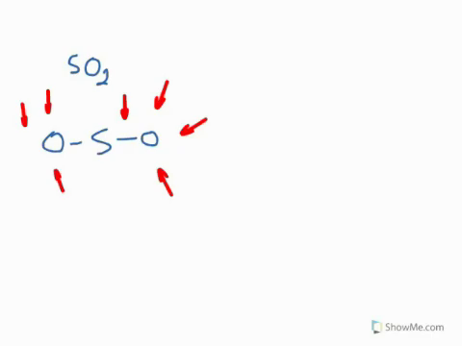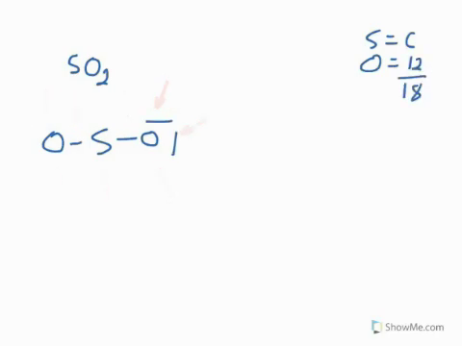Now sulfur has 6 and oxygen has 6, that's 12, total 18 electrons. So 2, 4, 6, 8, 10, 12, 14, 2, 4, 6, 8, 10, 12, 14, 16, 17, 18 electrons. That should do it. So right away I run into problems. -1 charge here, -1 formal charge here.